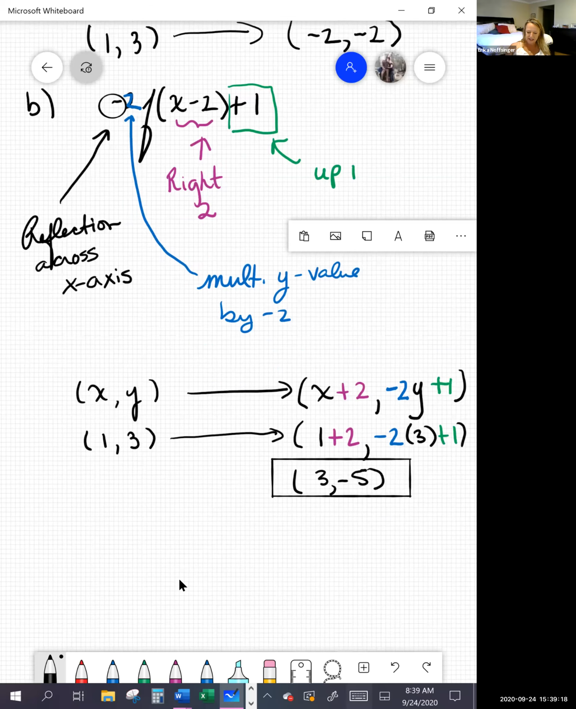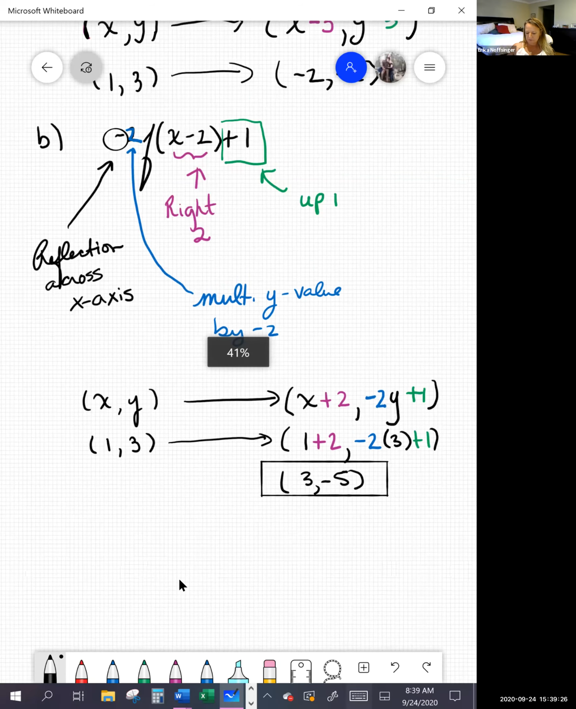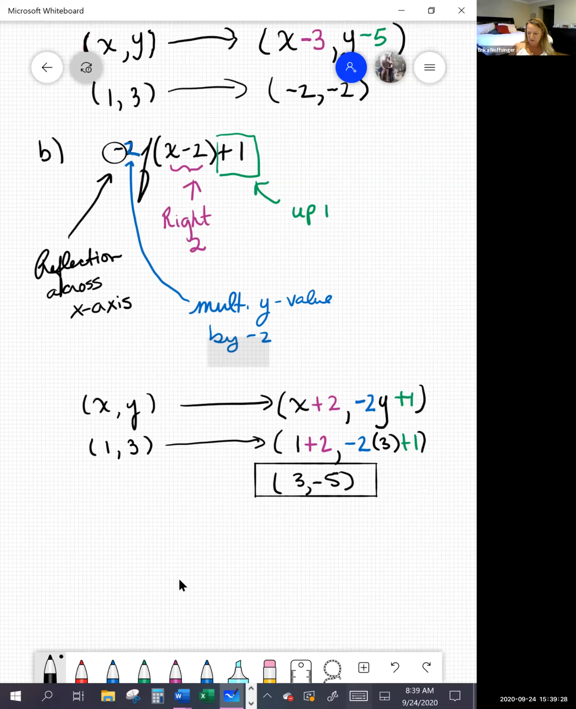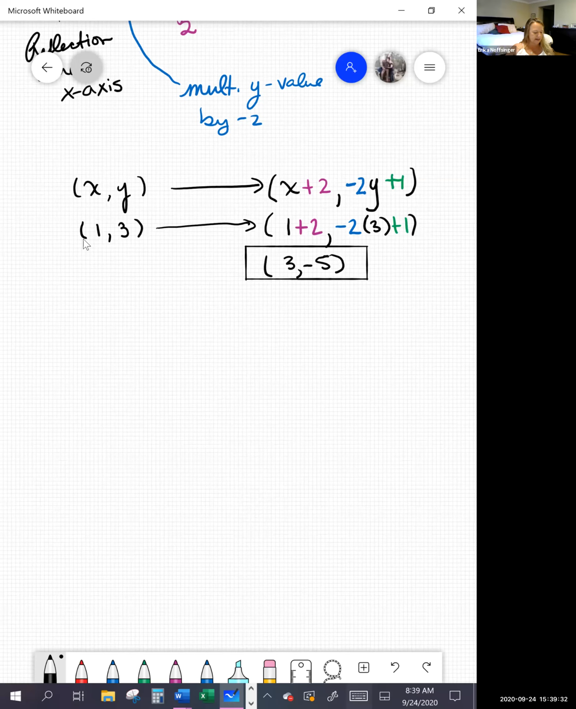Okay, so that is 3.5, transformations of graphs. I'm going to stop the video and then I'm going to restart it with a new one, so the video isn't as long.